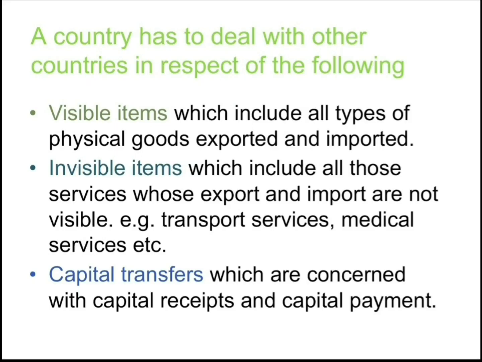But first, know that a country has to deal with other countries in respect of the following: visible items, which include all types of physical goods exported and imported; invisible items, which include all those services whose export and import are not visible, for example, transport services, medical services, etc. Lastly, capital transfers, which are concerned with capital receipts and capital payments.